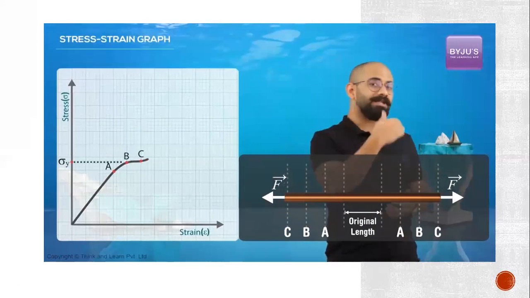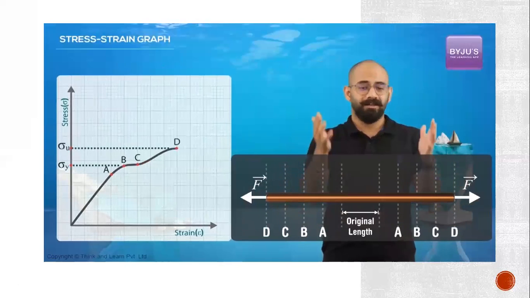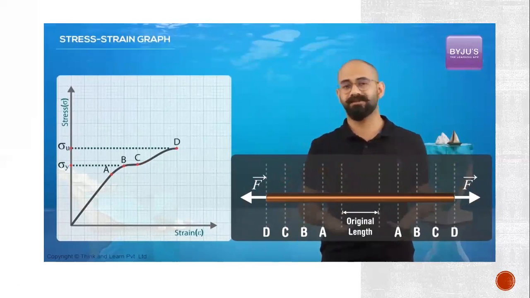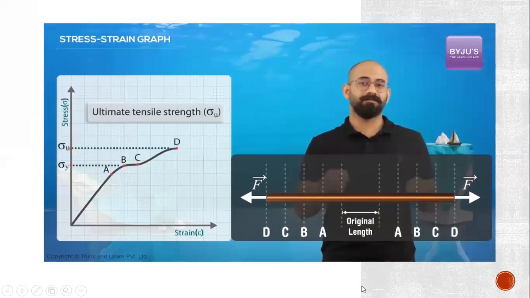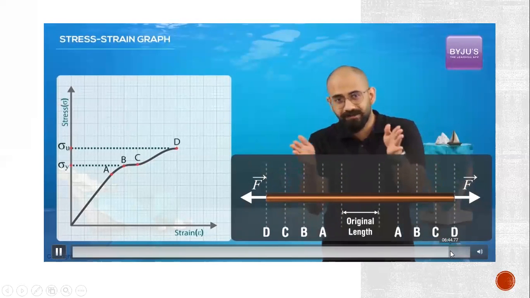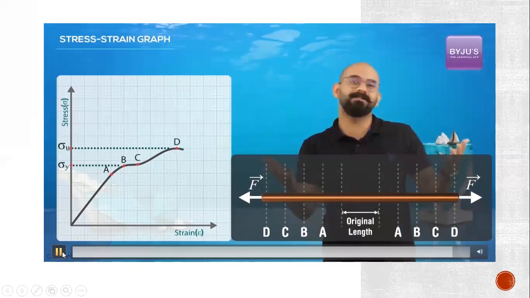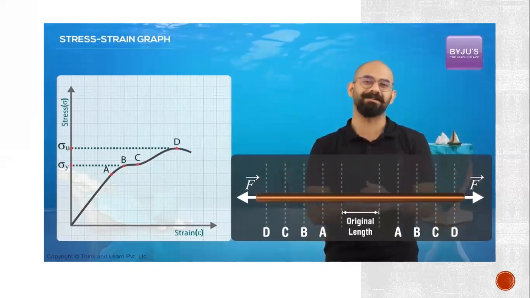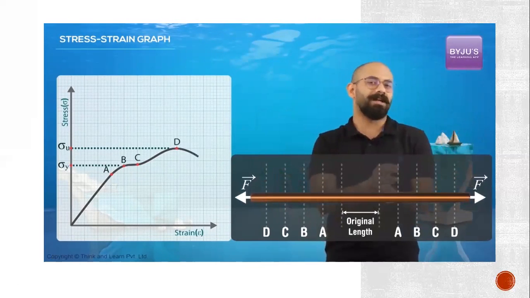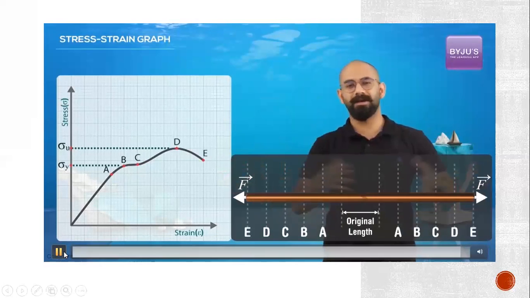But from C, we reach a point D. D is basically the maximum stress that this wire can withstand. That's called the ultimate tensile stress. What that means is that beyond D, even if you reduce the stress, even if you reduce the force, the strain will still increase. That is, the elongation will still increase, because it's almost going to break. And then finally, at the point E, it can take no more and it will break completely. At that point, the strain is too much and it will break.